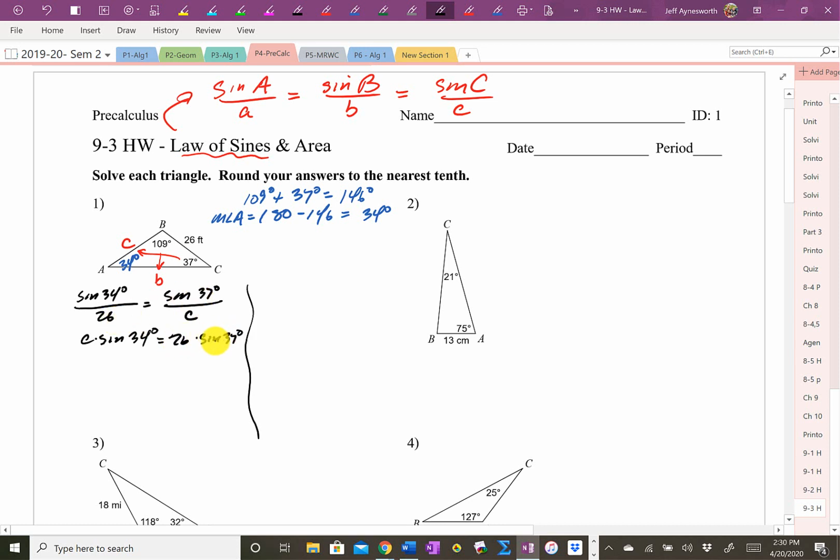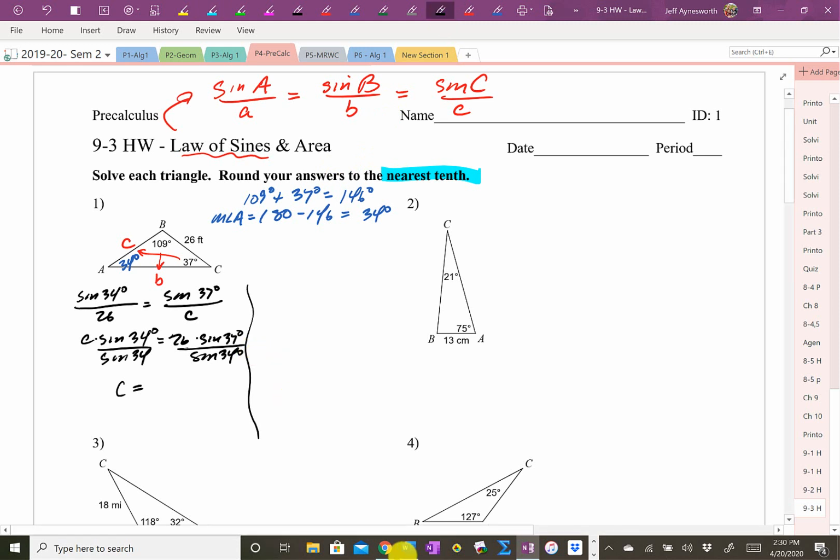Whenever you have proportions, the easiest way to handle it is simply cross multiply and then divide by whatever you need to solve for the unknown, which happens to be c in this case. So I'm just going to divide both sides by the sine of 34 degrees, enter it in the calculator, and see what I get. Then round it to the nearest tenth, because the directions said round it to the nearest tenth. Okay, so what do we have?